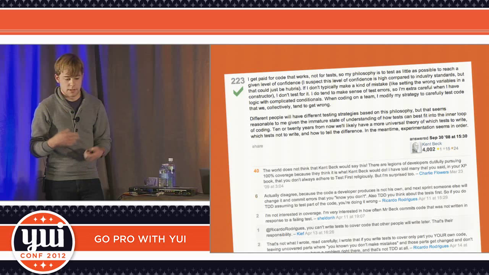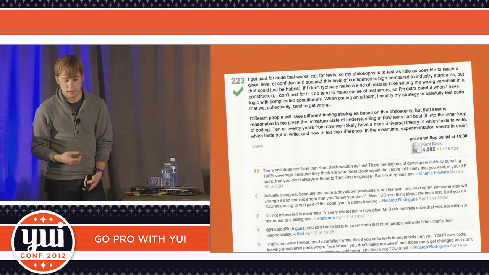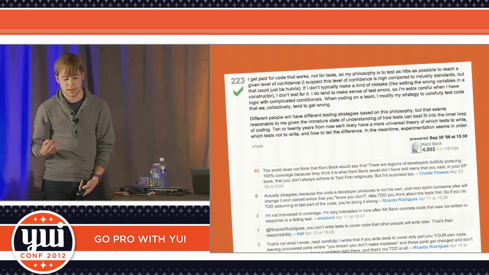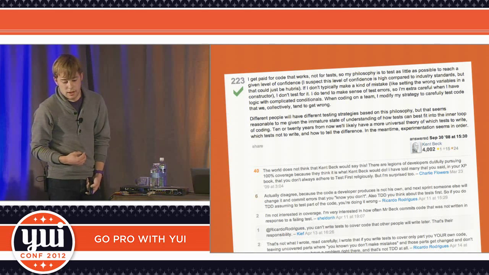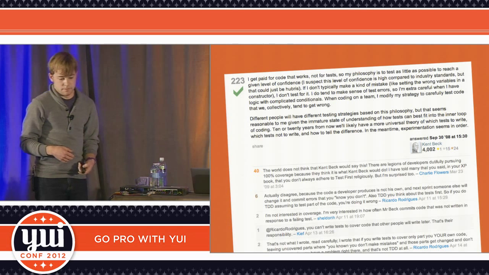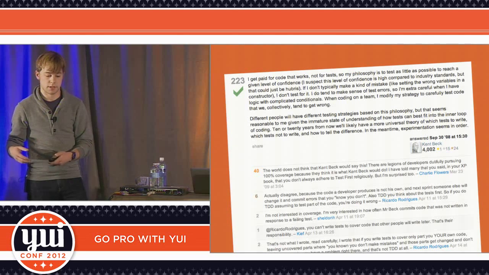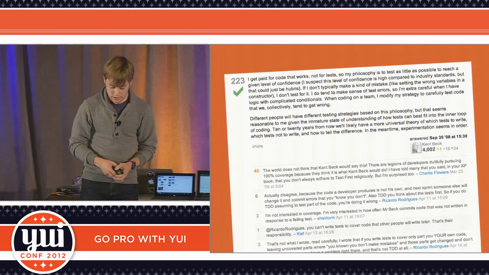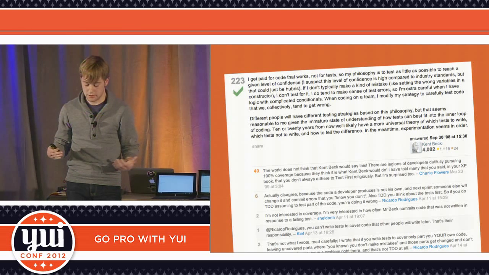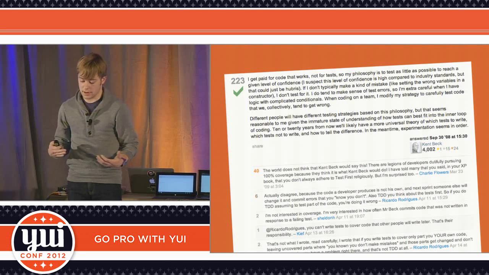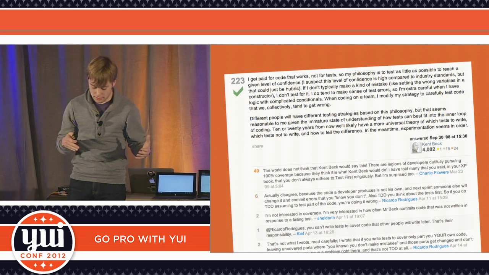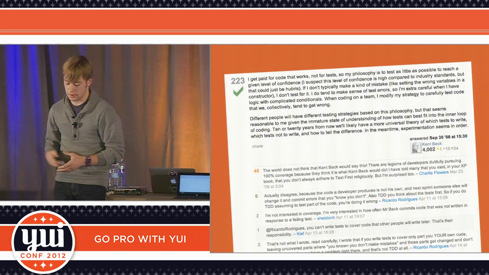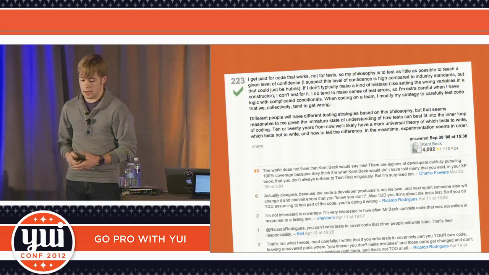But I love the first comment that says, "The world does not think that Kent Beck would say this. There are legions of developers dutifully pursuing 100% coverage because they think that is what Kent Beck would do." He goes on, but that always adhered to test first as a religion. And that kind of goes into what we learned about why not to use YUI, or rather when not to use YUI, when saying that you shouldn't look at any part of our project as a religion. And I think Ryan had a really good point when he was saying that. And I think that's true.